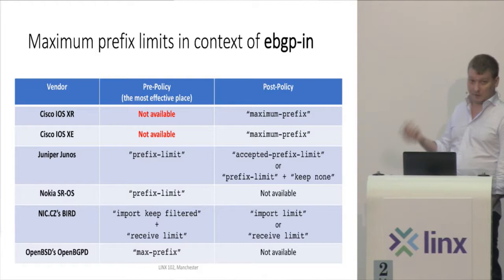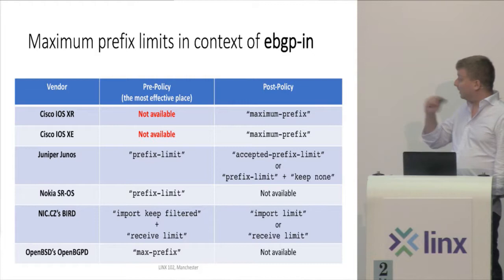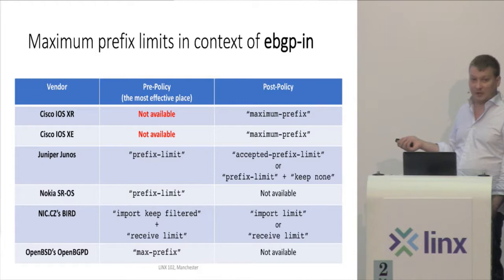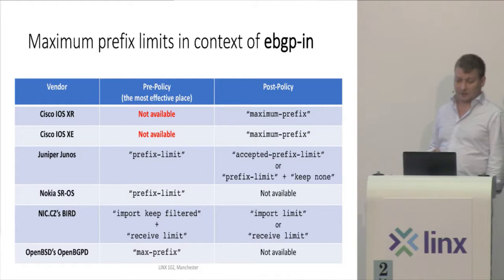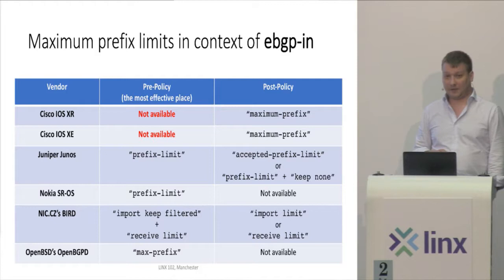On Juniper, you have prefix-limit, which is pre-policy. And for post-policy, you have accepted-prefix-limit. So you can configure both. But if you configure keep none and prefix-limit together, in effect, it will also be a post-policy limit. So it would be good to verify in your router configs whether you have keep none configured and whether that aligns with your expectations of the behavior of the router.